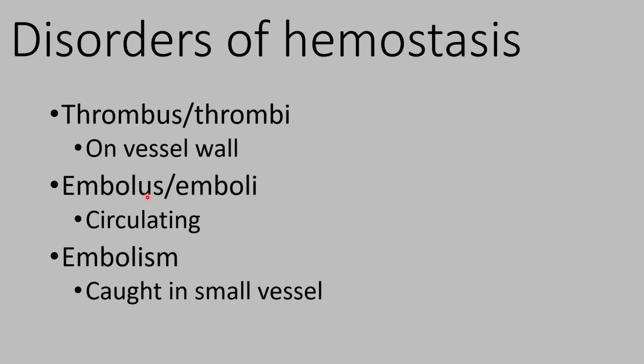And our blood vessels, the further and further we get away from the heart, the smaller the blood vessels get until eventually they are capillaries, which are microscopic. So the further you go away from the heart, the smaller the vessels get. Well, when one of these emboli gets caught in one of those small vessels, that can lead to an embolism. An embolism is when that clot gets caught in a small blood vessel.